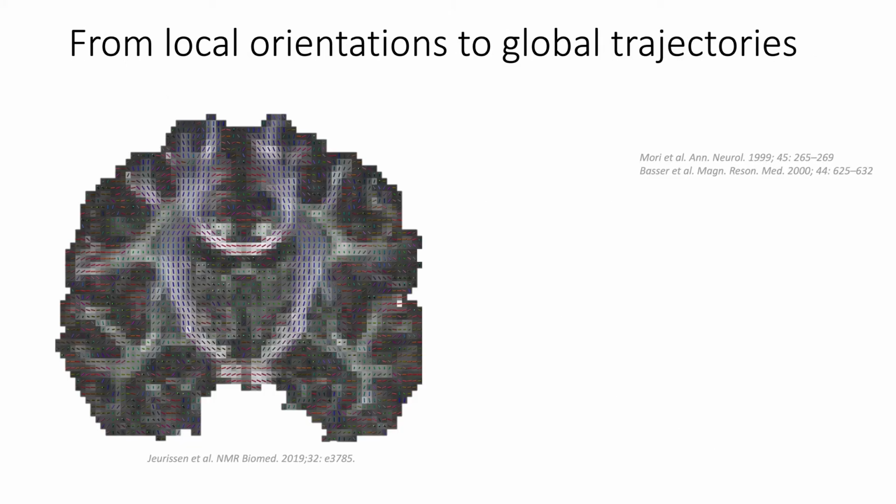So how does tractography work? In its most straightforward form, called streamline tracking, we assume that each imaging voxel is characterized by a single predominant fiber orientation, and we piece together these local fiber orientations to obtain global trajectories.